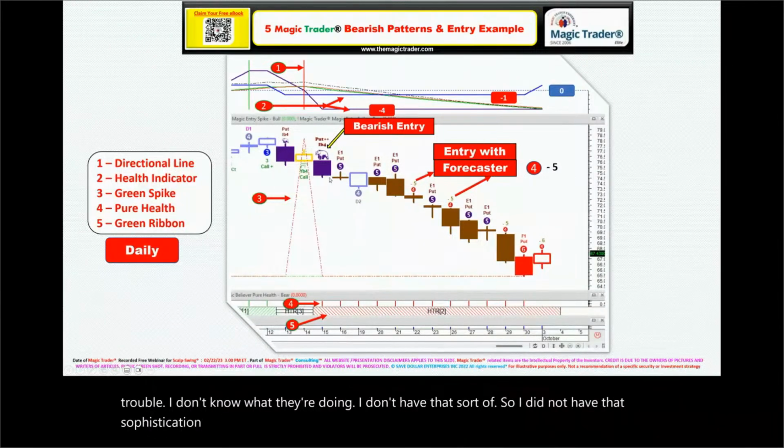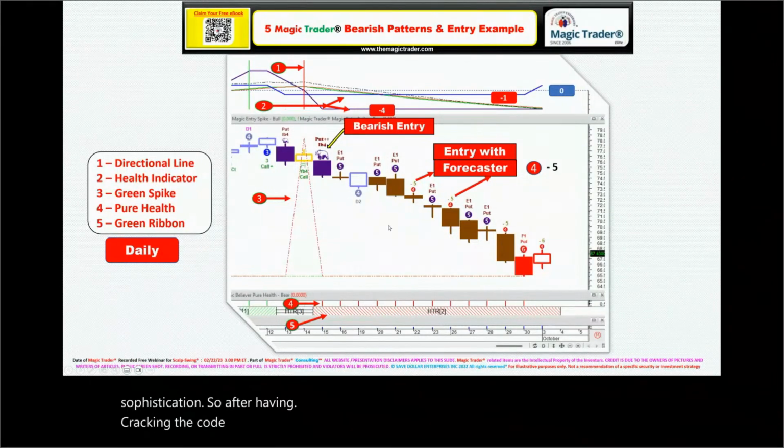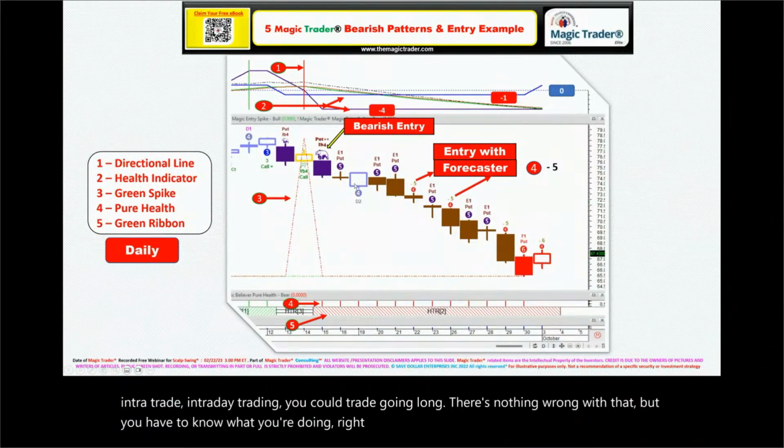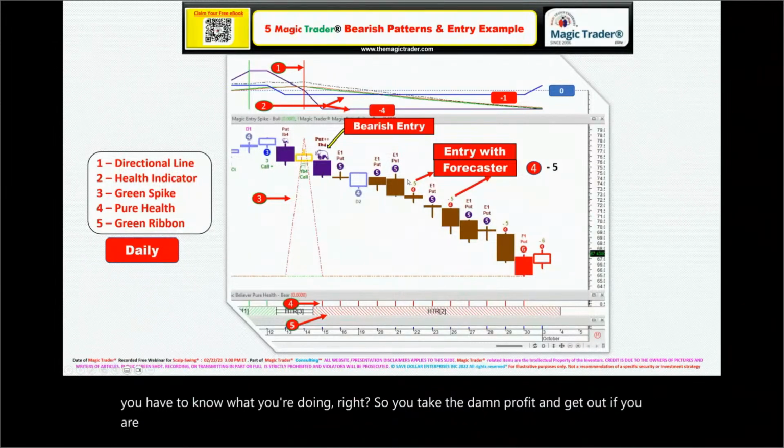So after cracking the code, I could see this happening in front of my eyes, right? And if you are doing intraday trading, you could trade going long. There's nothing wrong with that, but you have to know what you're doing, right? So you take the profit and get out. If you are short, get out. And then you recoup and go back.